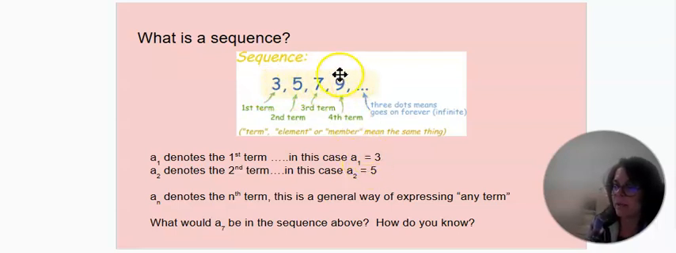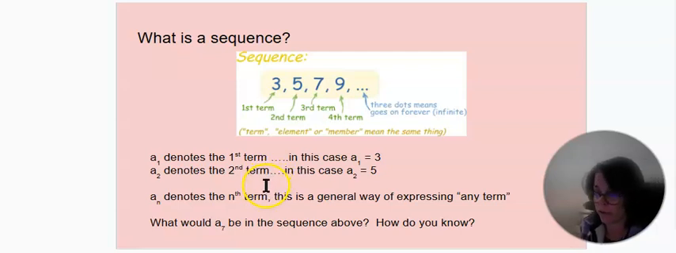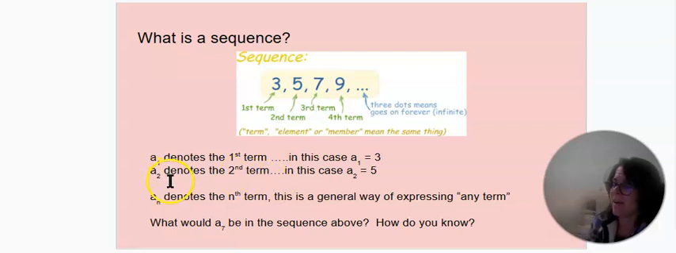A sub 1 means the first term. And if we look at this sequence, the first term is 3. So therefore we write A sub 1 equals 3. We're reading this as A sub, in this case, the next one, 2. This means the second term. And if it was A sub 34, I'd be talking about the 34th term. A is not a variable here. It is just kind of a placeholder to talk about whatever term it is we need.